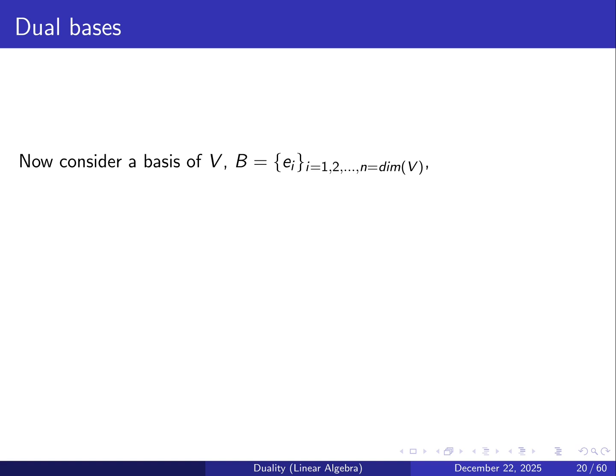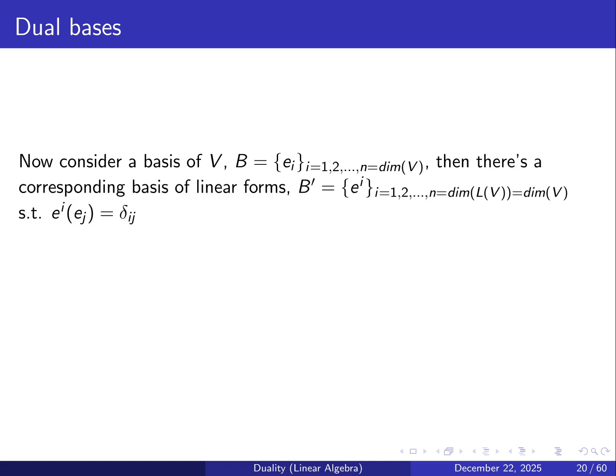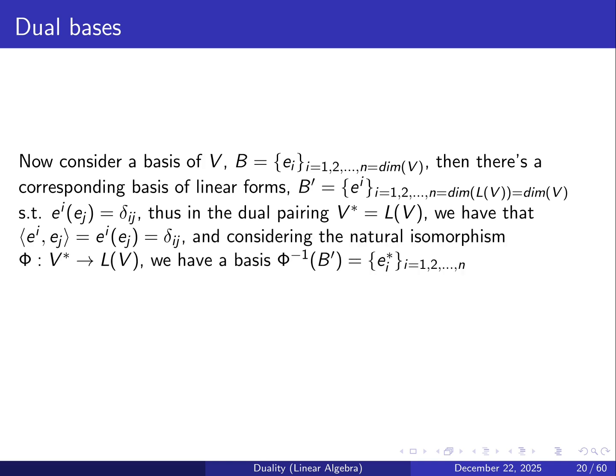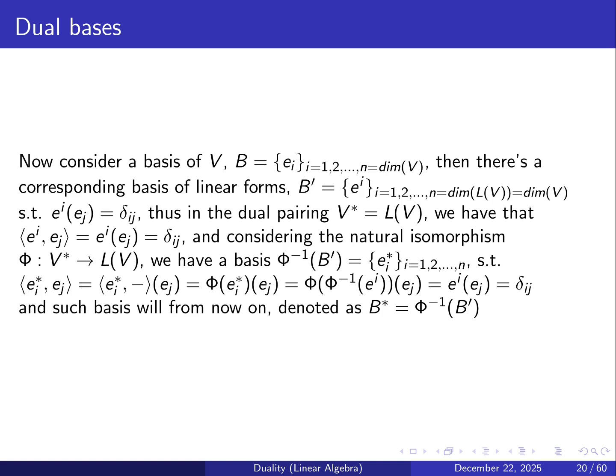Given a basis B for the space V, there is a corresponding basis of linear forms we call B prime, such that in the dual pairing V star, equal to the space of all linear forms on V, we have that e^i scalar product e_j is equal to delta_ij, where delta is the Kronecker delta. Considering the natural isomorphism from V star to the space of all linear forms on V, we have a new basis defined as the preimage of B prime, and by definition the scalar product of e_i star and e_j is equal to delta_ij. From now on we will call this basis B star.